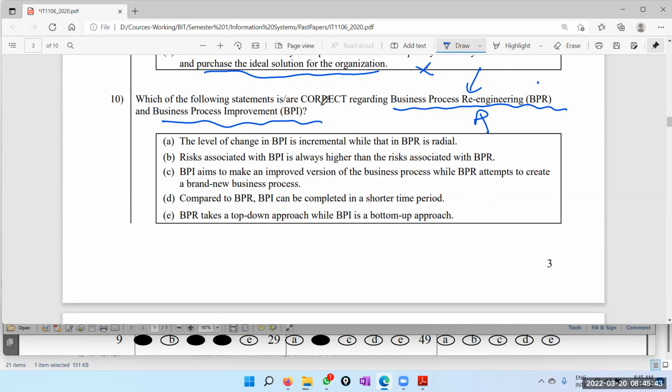Which of the following statements is correct regarding BPR and BPI, right? The level of changes in business process improvement is incremental. Incremental means bit by bit. While that in BPR is radial. Actually, this is not radial. Maybe it's a typing mistake. It must be radical.